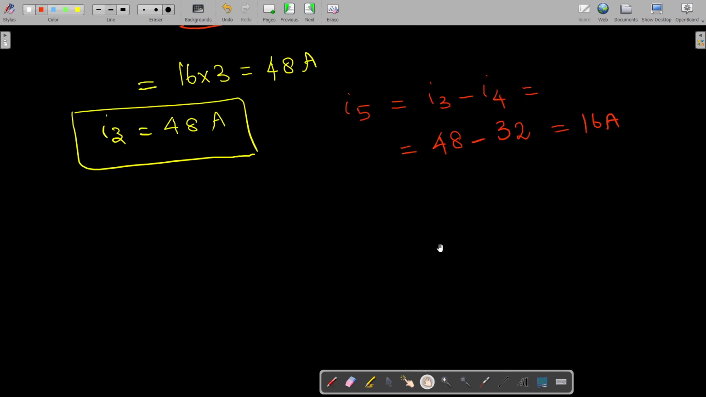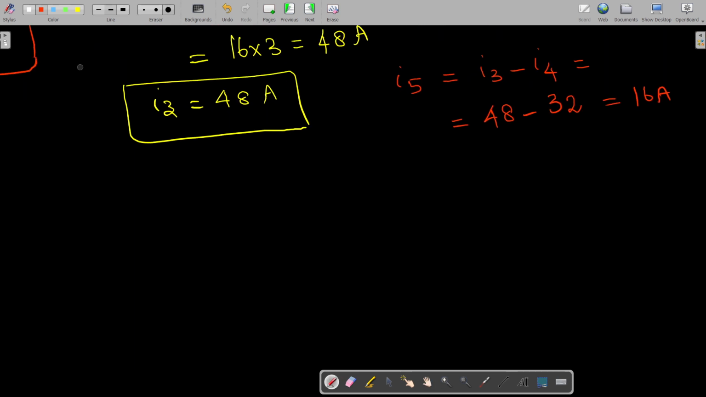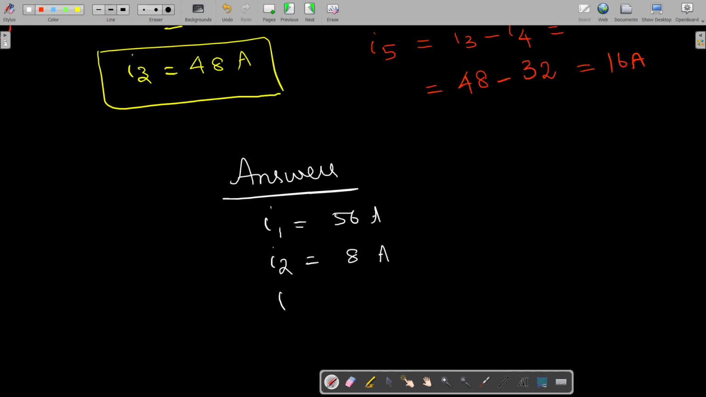So we got all the currents now. So we'll summarize the answers. I1 is equal to 56 amps. I2 is equal to 8 amps. I3 is equal to 48 amps. And I4 is equal to 32 amps. And this I5 is equal to 16 amps. So we got all the answers. Thank you. Hope you have understood.